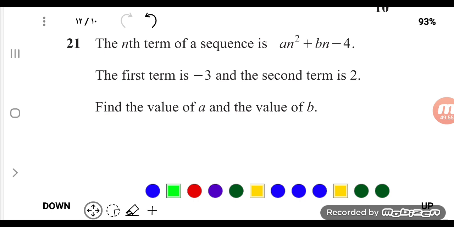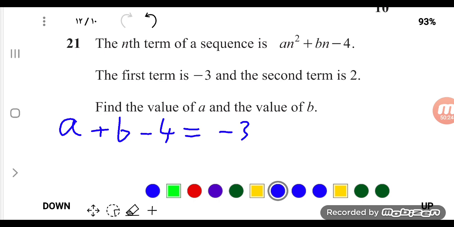Alright. So first step, I will plug 1 for n and equate it to -3. This is given to us in the question. So if I plug 1 for n, I get a times 1 squared, which is a, plus b times 1, which is b, minus 4, and this is equal to -3, the first term.